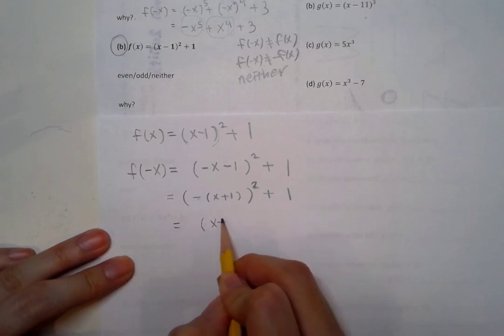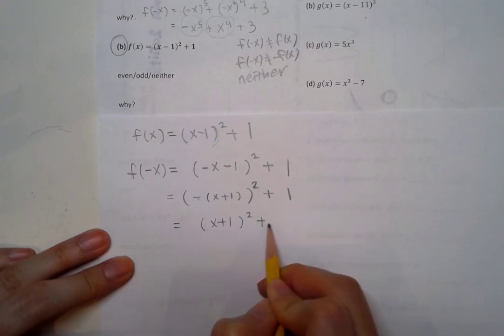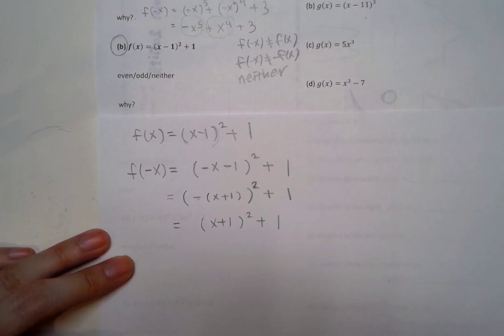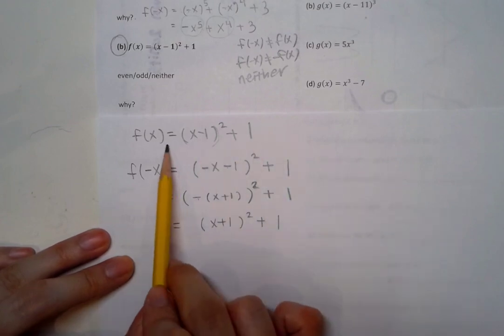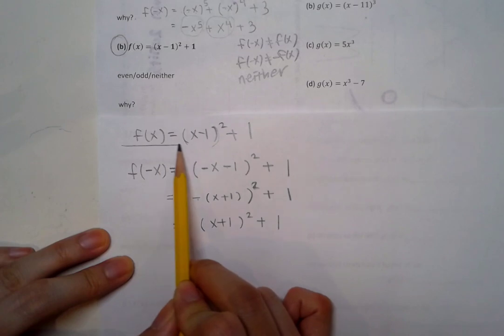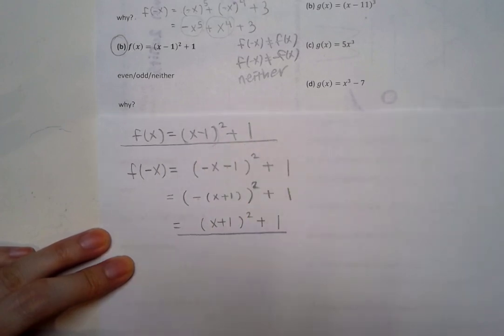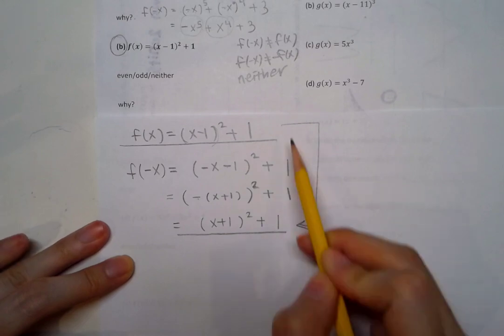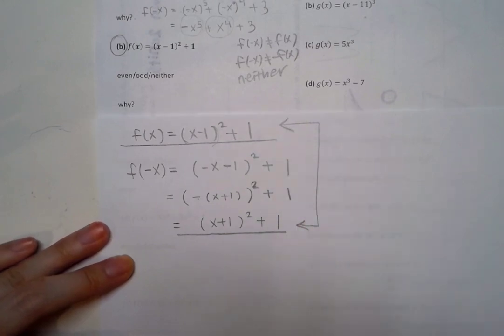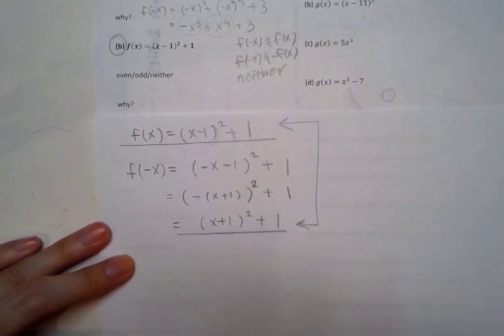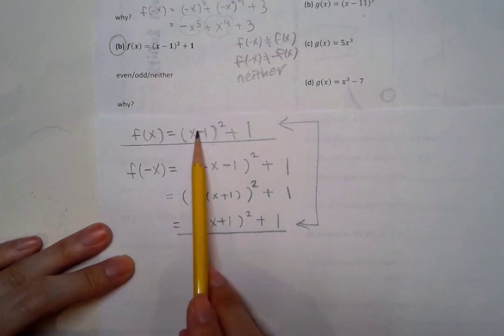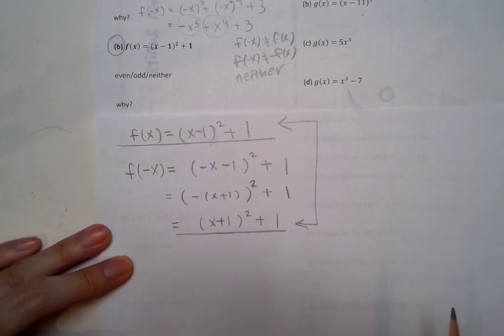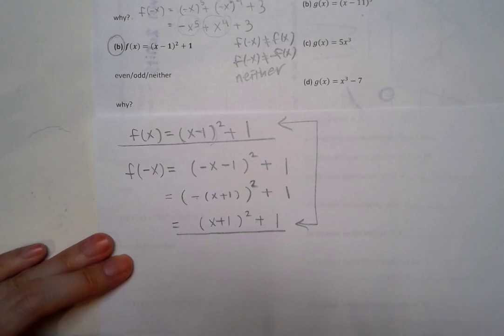So I can write it like this, right? And now let's compare it. So my original one here and my f of negative x. Look at this, guys. It's the same. You have plus 1, that's the same. But look, that's minus, that's plus. So this is not the same.